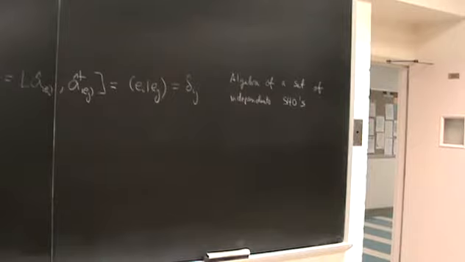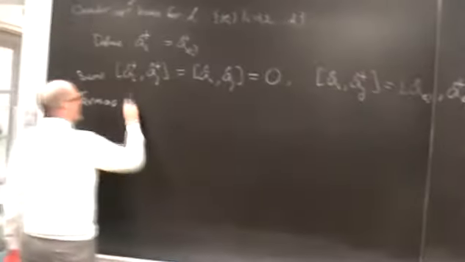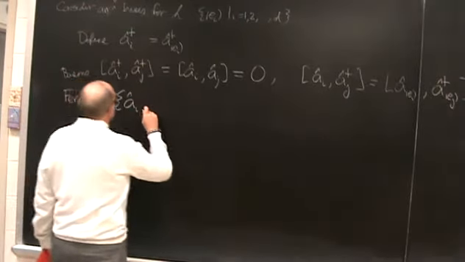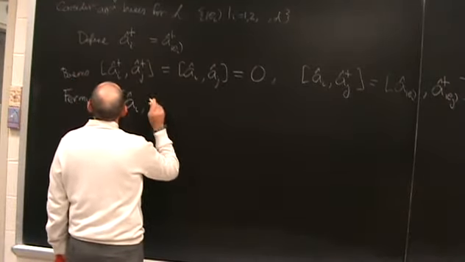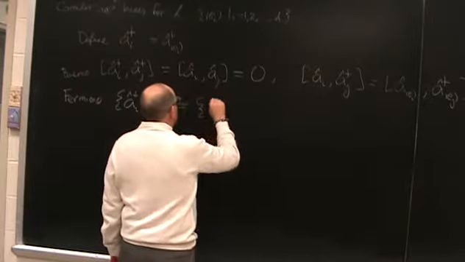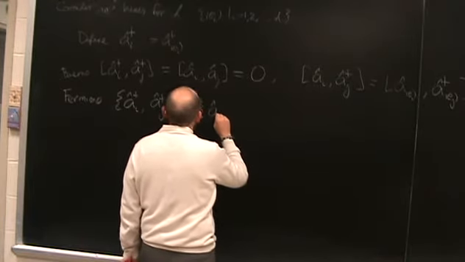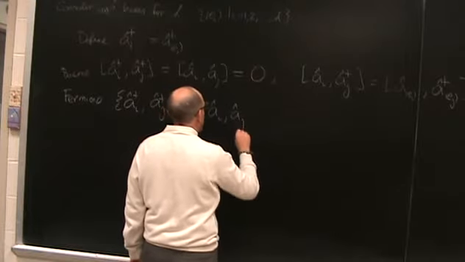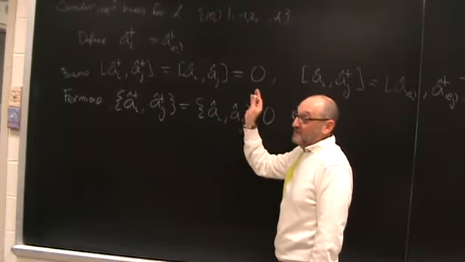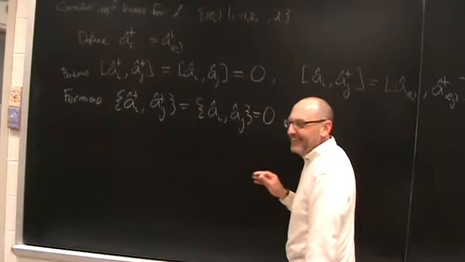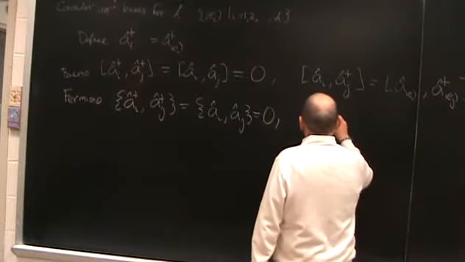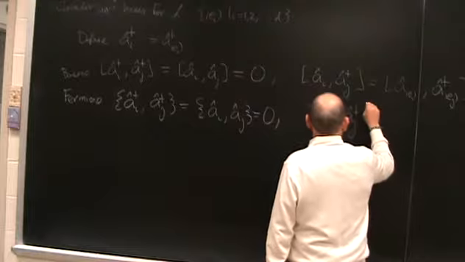And similarly for fermions, we have the anti-commutators. So all the creation operators anti-commute with each other for the different orthonormal states, and all the annihilation operators anti-commute with one another. I don't know what their commutator is. I don't know. No one knows. They're not specified, necessarily. And the anti-commutator of these.